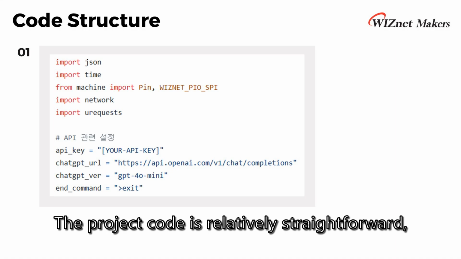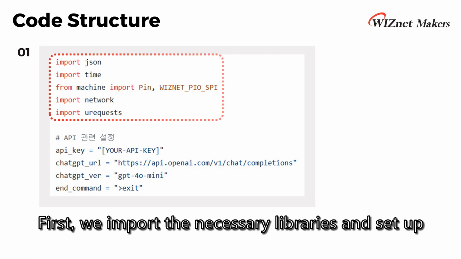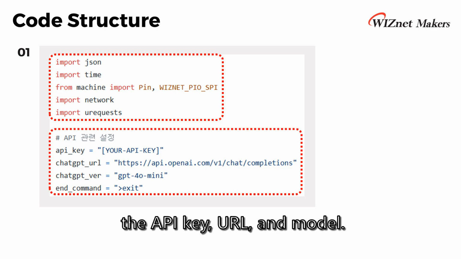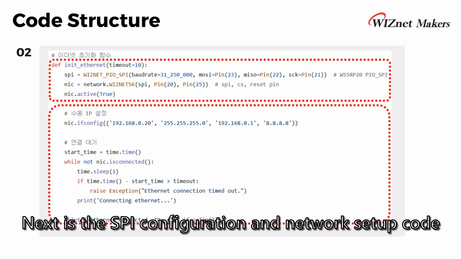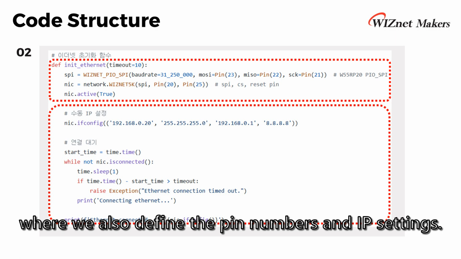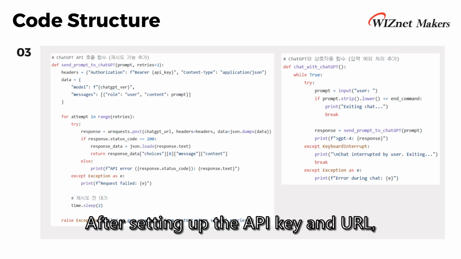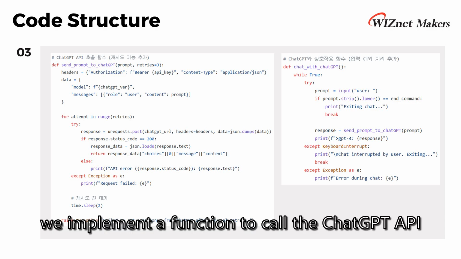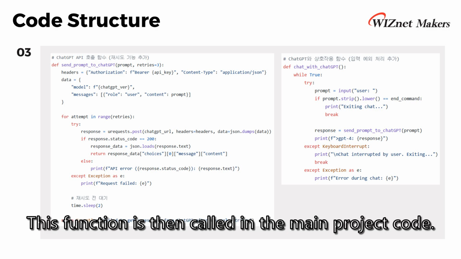The project code is relatively straightforward, so we'll go over it step by step. First, we import the necessary libraries and set up the API key, URL, and model. Next is the SPI configuration and network setup code for the W55RP20 board, where we also define the pin numbers and IP settings. After setting up the API key and URL, we implement a function to call the ChatGPT API and handle interactions. This function is then called in the main project code.